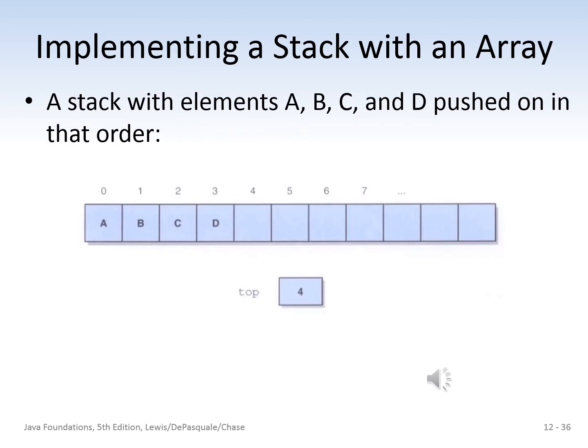In this implementation of this stack, we have elements. This is a state snapshot of the stack where elements A, B, C, and D have been pushed on in that order, which means at this state, the only element that is immediately accessible is D, because it's on the top of the stack.